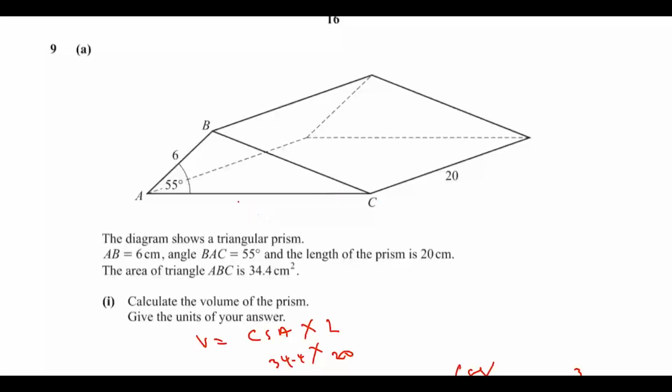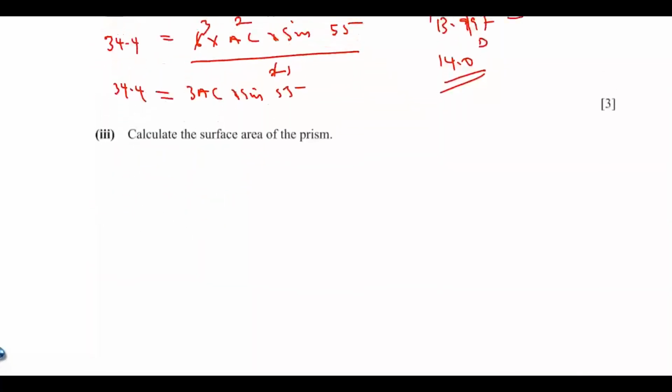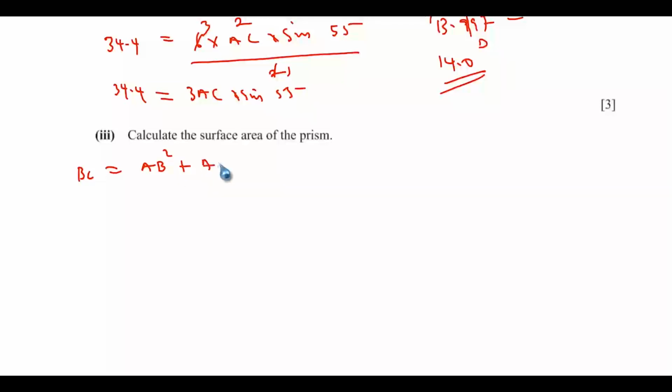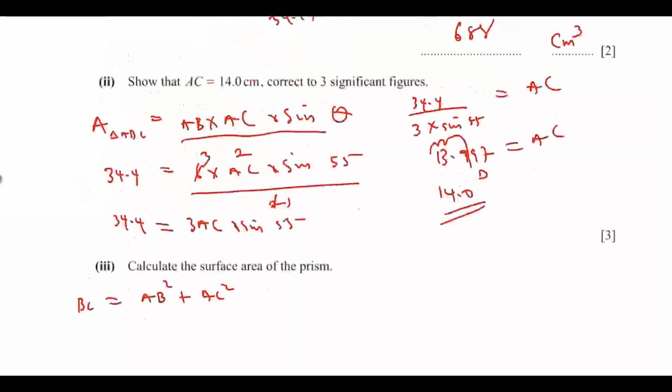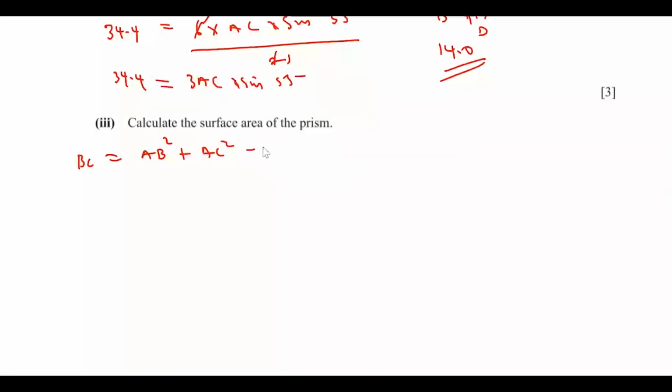Don't forget that AC is 14.0 now. So we can use the cosine rule to get BC. It will be pretty straightforward. BC is equal to the square root of AB squared plus AC squared, that is these two sides, AB and AC, then minus 2 into AB into AC then cos theta, that's the angle there. So square root of everything.